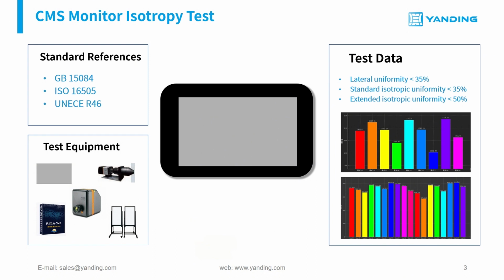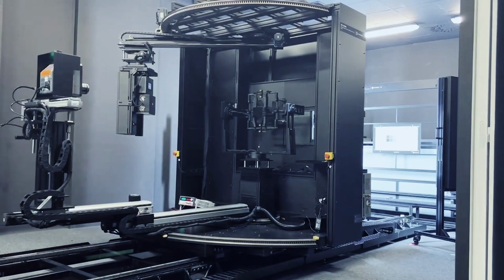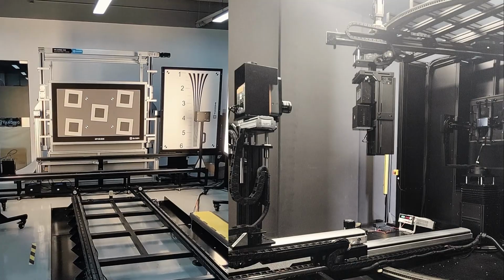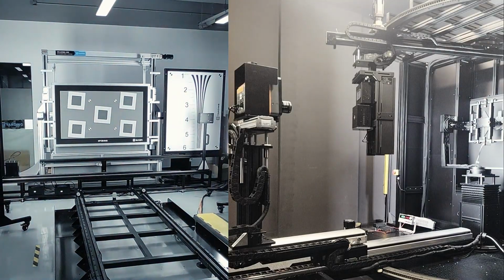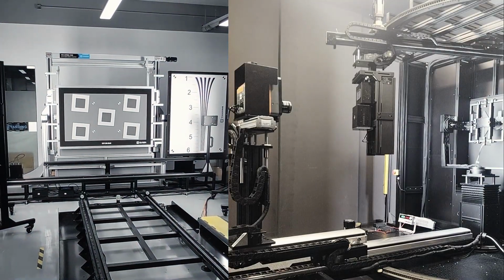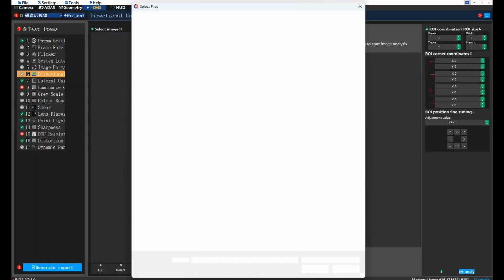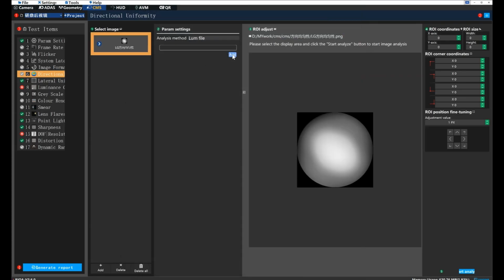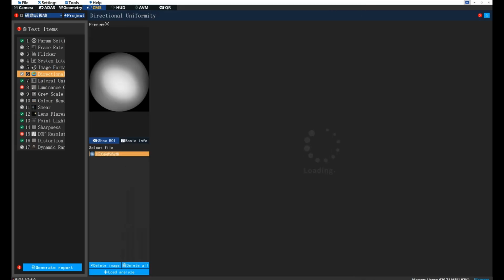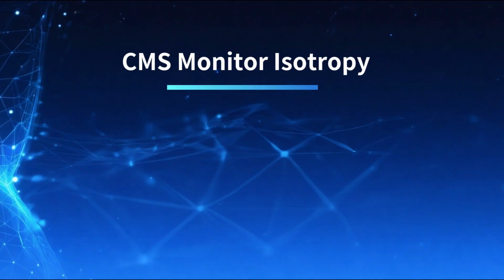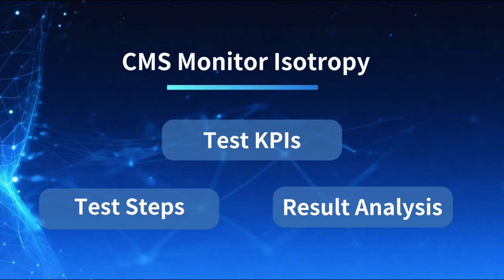Accurate and stable test results rely on a standardized test system. Yanding's CMS automated test system strictly complies with international and domestic regulations such as ISO 16505 and GB 15084. High precision, high efficiency hardware, and our in-house developed RIQA image quality analysis software enable standardized quantitative evaluation of CMS monitor isotropy. Next, we will introduce the complete test flow in 3 sections: test KPIs, test steps, and result analysis.